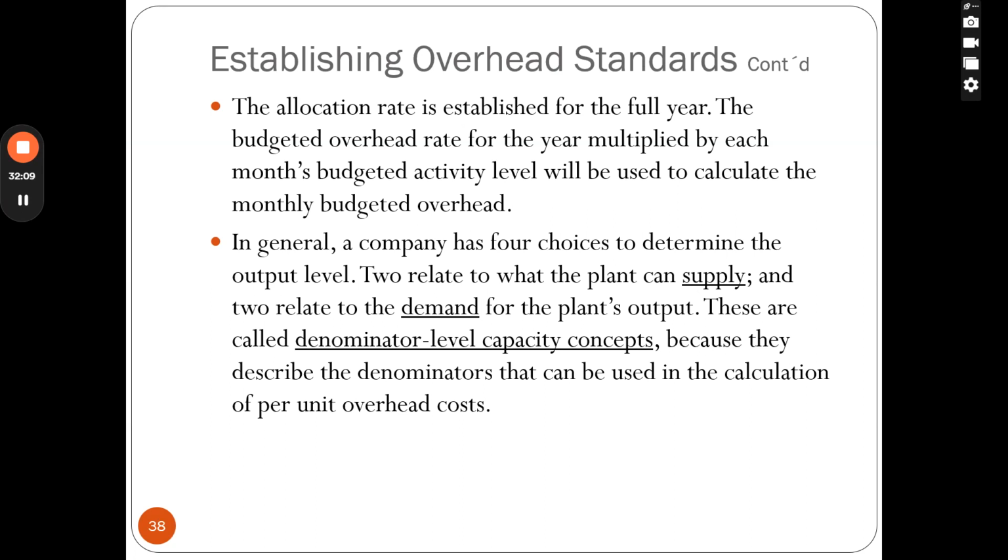And this allocation rate is established for the full year. So you will be preparing an allocation rate for the complete period, and the budgeted overhead rate for the year multiplied with each month's budgeted activity level will be used to calculate the monthly budgeted overhead. For example, you got $2, that is the POR, predetermined overhead rate, and this you will multiply with the activity level, for example 1000 units.